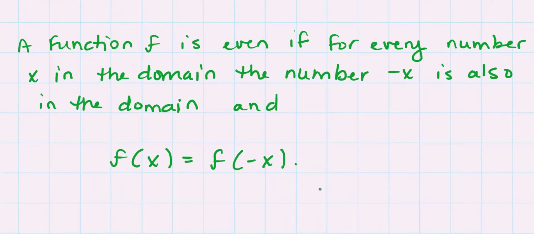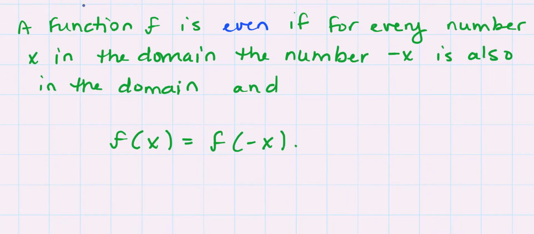So for example, if we have the number 5 in the domain, then we'll also have negative 5 in the domain. And when we evaluate the function at the number 5, it's going to be equal to the function evaluated at the number negative 5. So if f of 5 is 3, then f of negative 5 will also be 3. Turns out that we've actually seen even functions before.